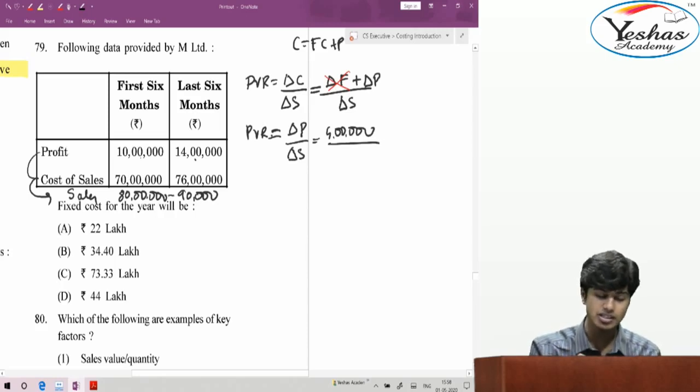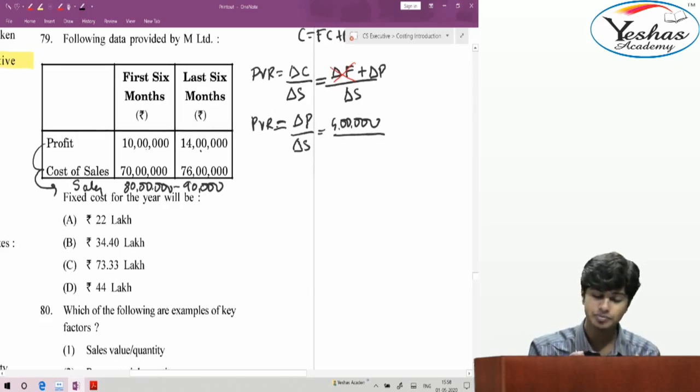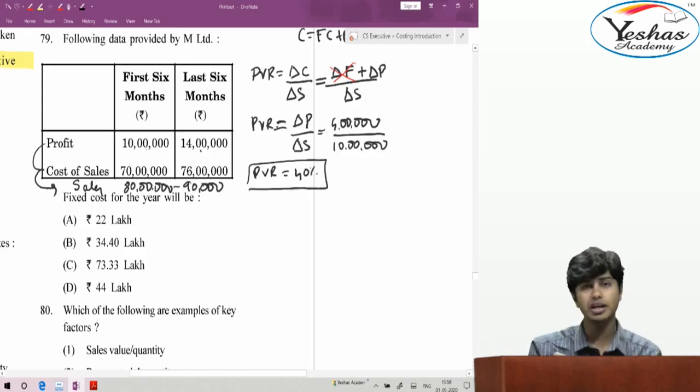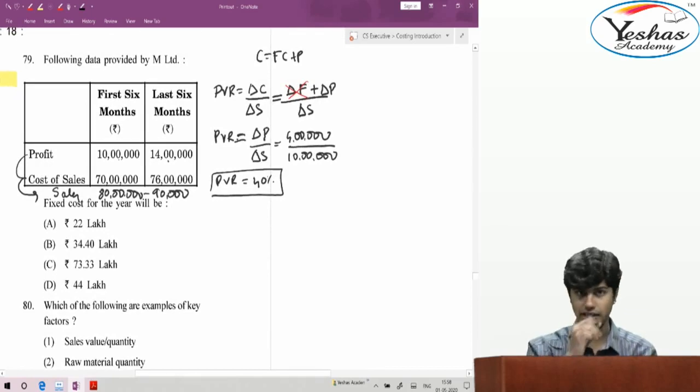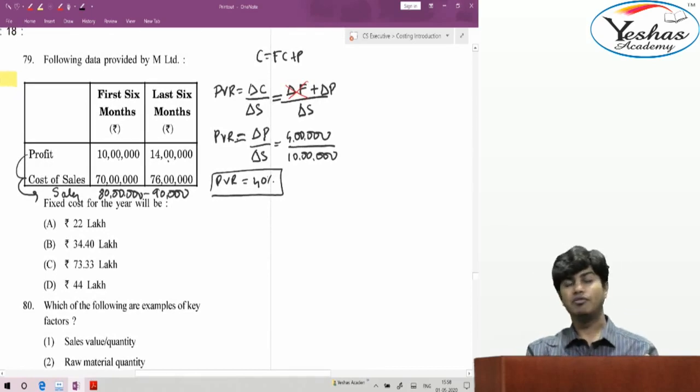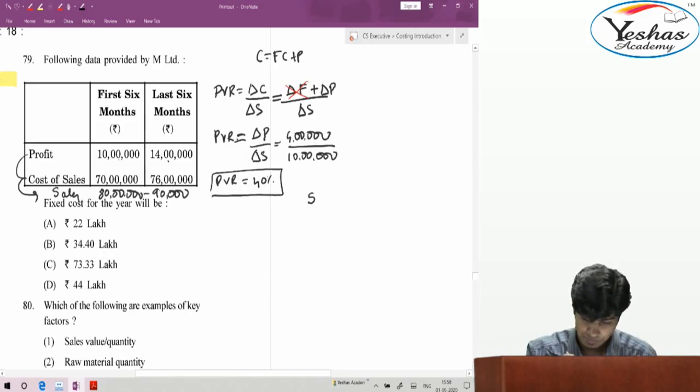How much is my change in sales? 80 lakhs to 90 lakhs, 10 lakh. So my profit volume ratio is 40%. 40% of the money that I collect goes towards contribution. Come on, let us go ahead and solve this with the help of this to identify our fixed cost. Now sales. Let us see for the first 6 months, and then the next 6 months. Sales for the first 6 months is 80 lakh.